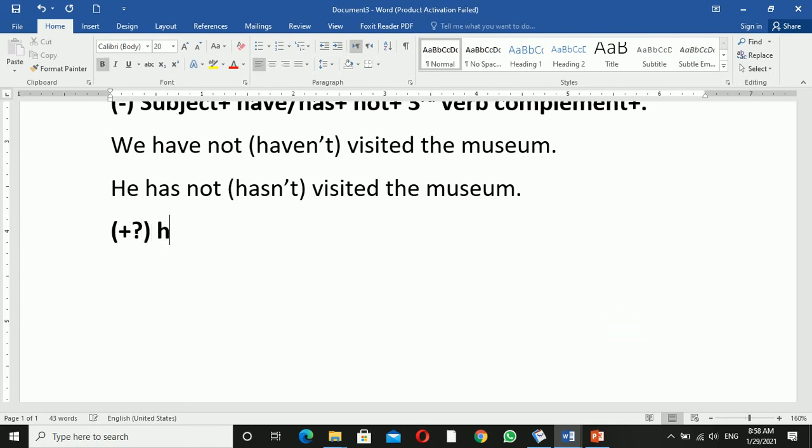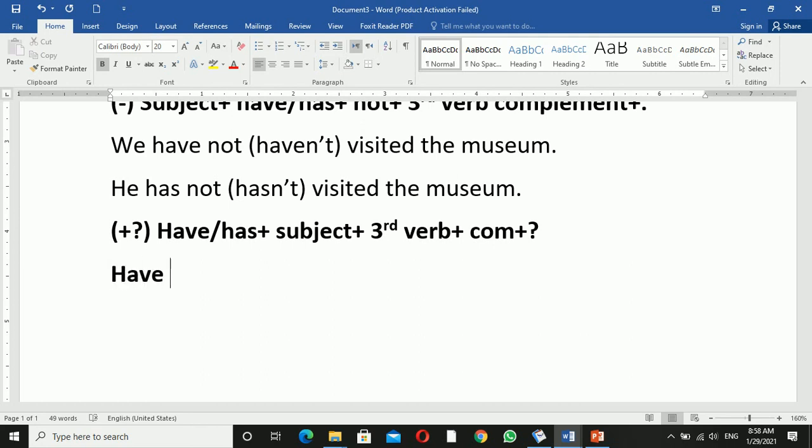So we have the auxiliary verbs of present perfect tense: have, has. After that we use the subject. After that we use the third form of the verb plus complement plus question mark. So now let's change the first example.